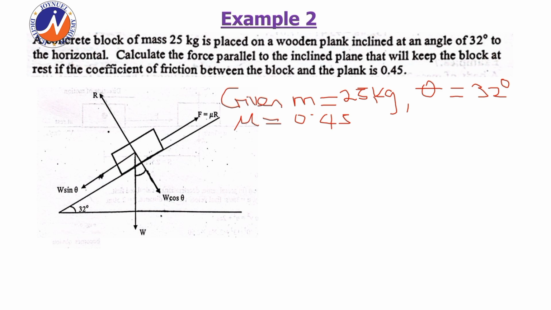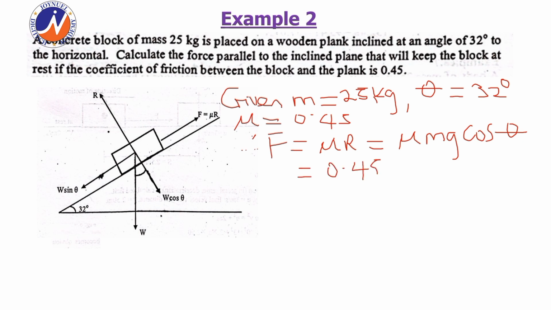The first thing we have to do is to find F. Therefore, F will be mu R. Remember that R is mg cos theta. Let's substitute. We'll have 0.45 times 25 times 10 cos 32. That will give us the frictional force as 95.41 Newton.